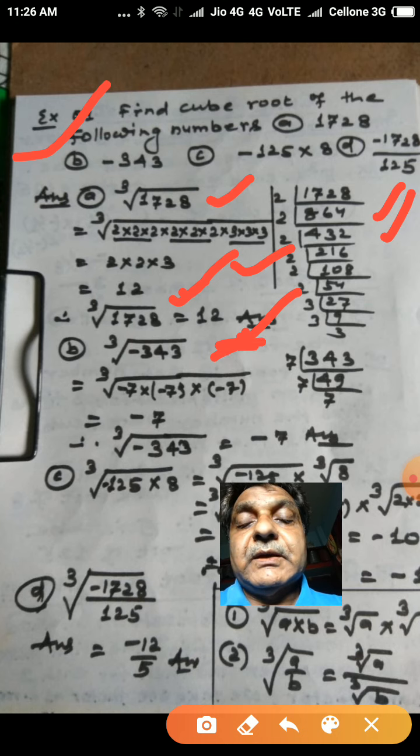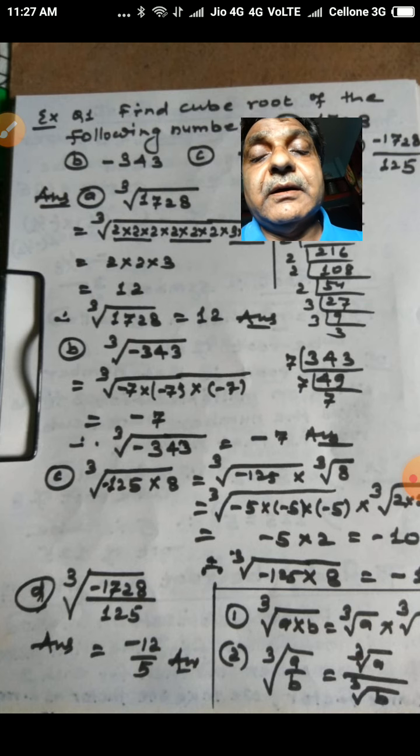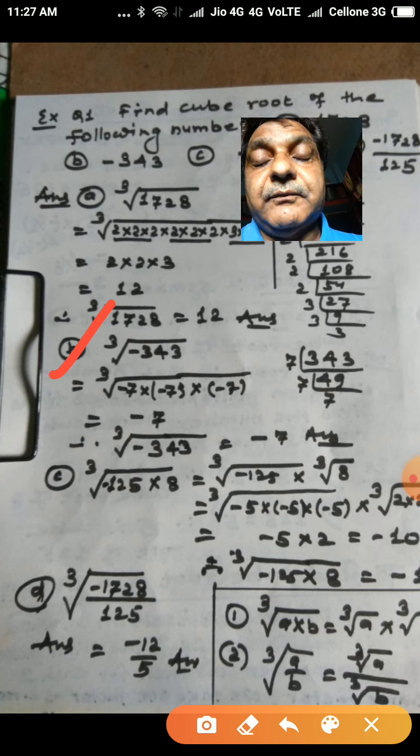Now student, one thing to note here: in the case of square root, you have just seen that we can't find the square root of a negative number. So recall, we can't find the square root of a negative number, but we can find the cube root of a negative number. One example we have taken here is to find the cube root of -343.